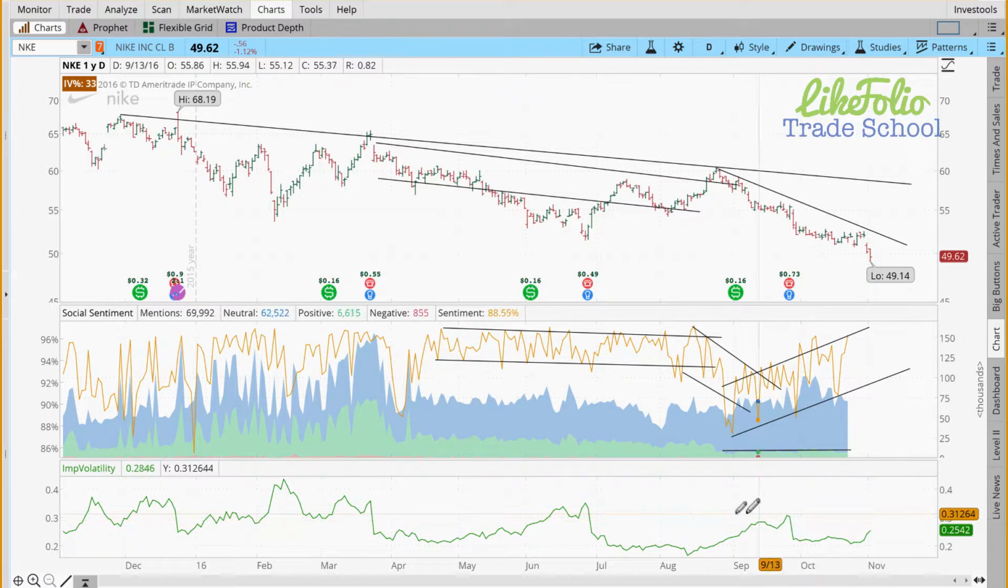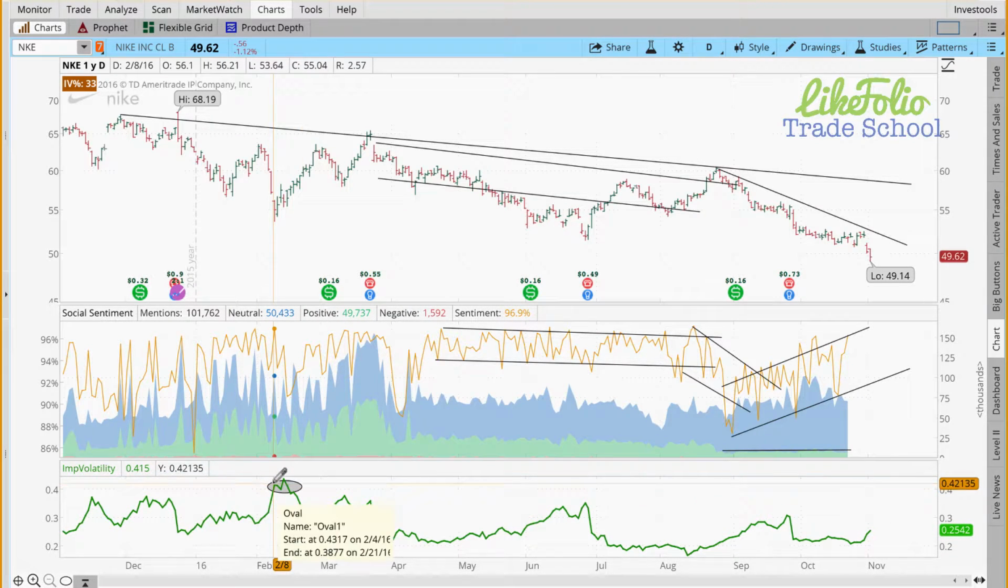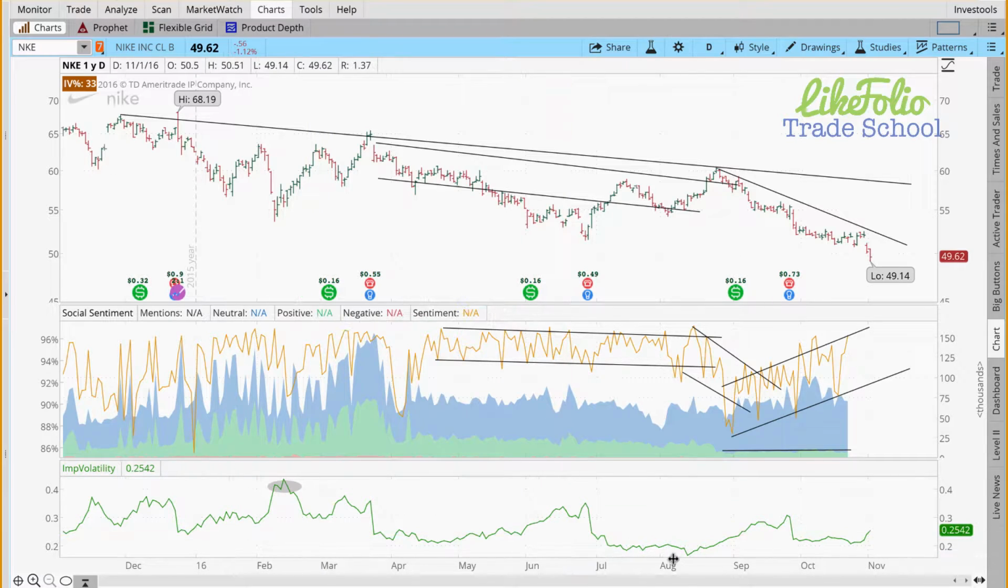So the implied volatility gives you a good measurement of how rich the volatility premium is in the options of the particular stock you're looking at. As you can see here, the high end of the implied volatility over the past 52 weeks is around 42%. The low end is around 16, 17% implied volatility. And we're currently about 25%.